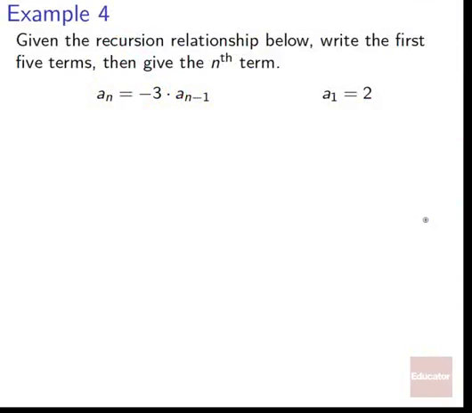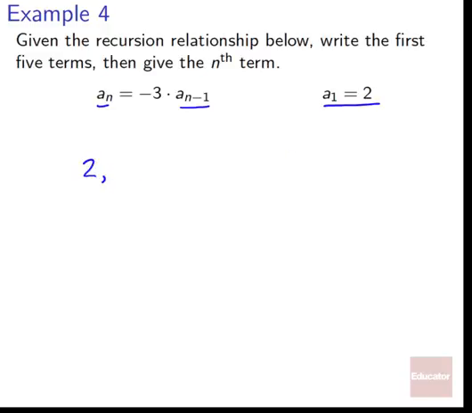All right, fourth example: given the recursion relationship below, write the first five terms, then give the nth term. So we've got a_n equals negative 3 times a_(n-1). That's to say some term is equal to negative 3 times the previous term. a_n is some term, a_(n-1) is the term one back, going backwards by 1. And we have to have some starting place, otherwise we won't be able to look at previous terms. So we start at 2.